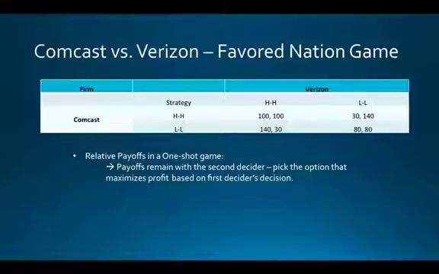In this case, the relative payoffs in a one-shot game remain with the second decider. So they, again, get to pick the option that maximizes the profit based on the first decider's decision. Here are our values as we discussed, and Matt and Rob will discuss these and use these values in the decision tree that you'll see next.